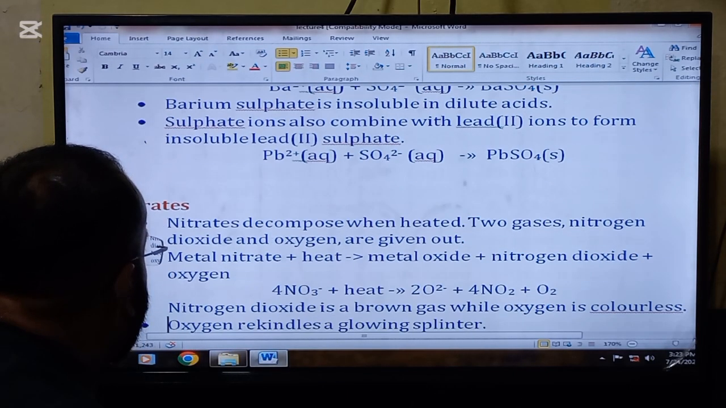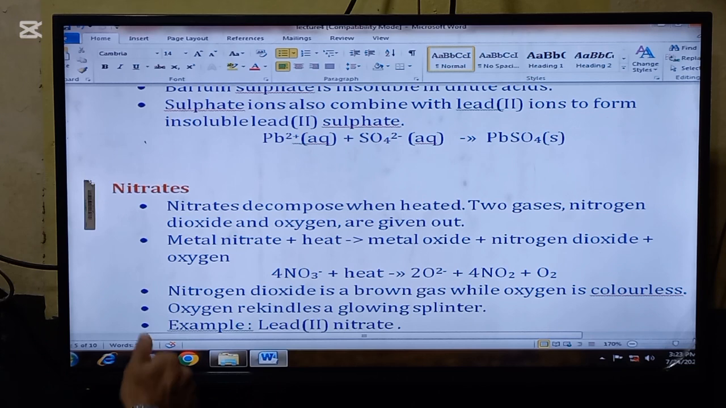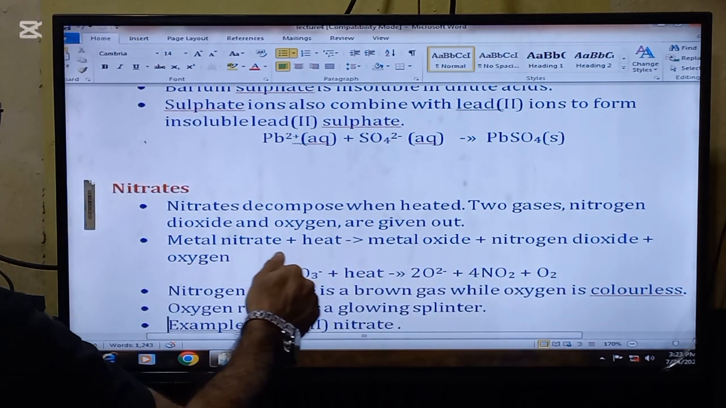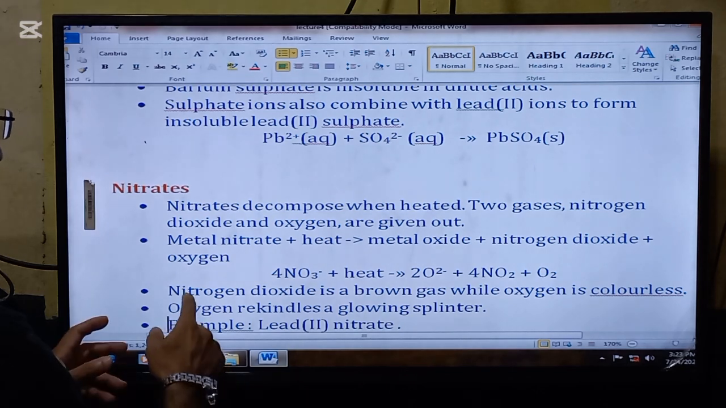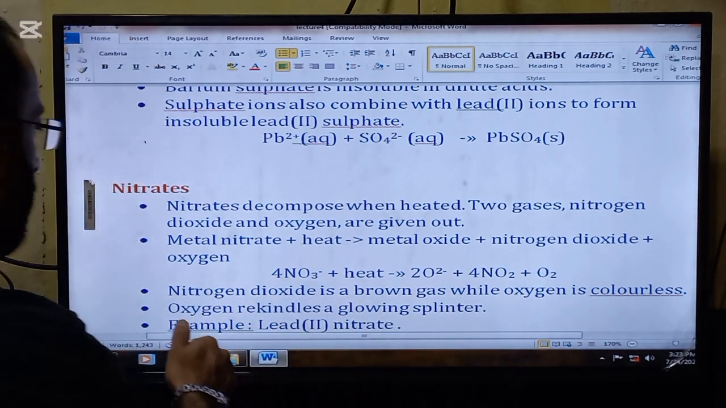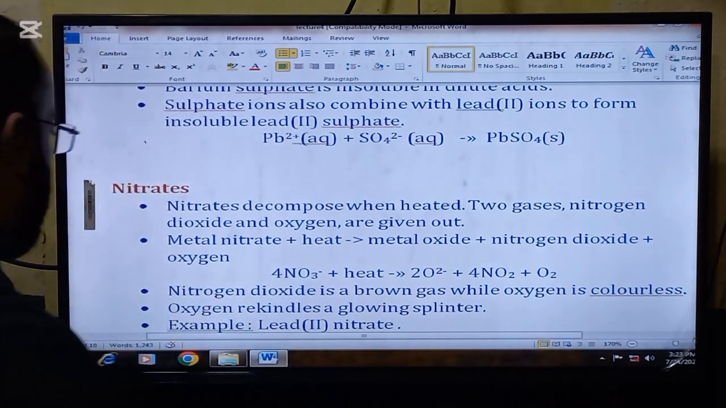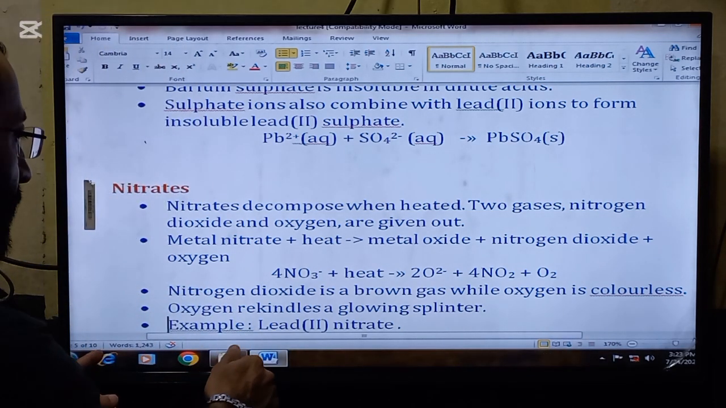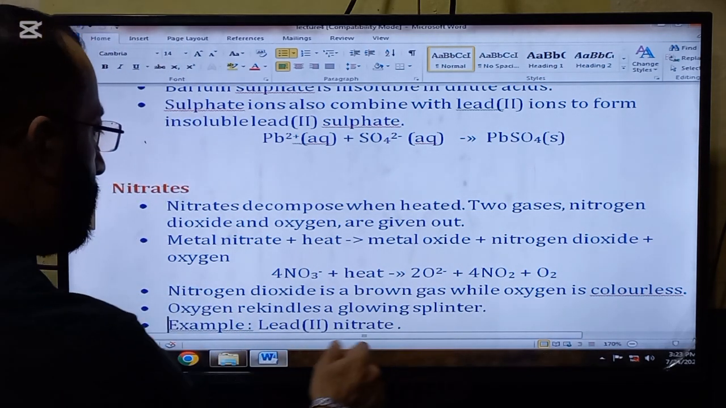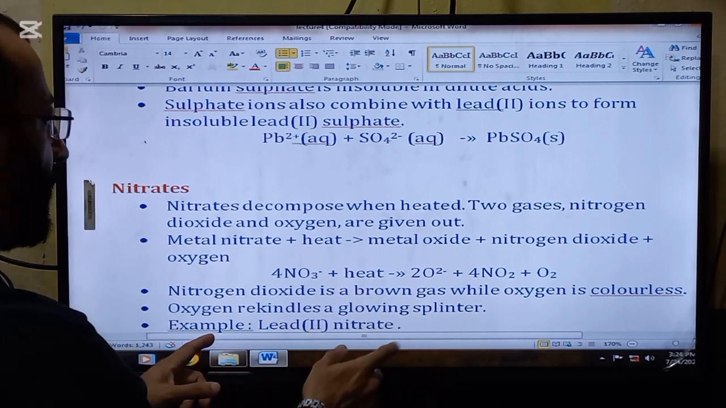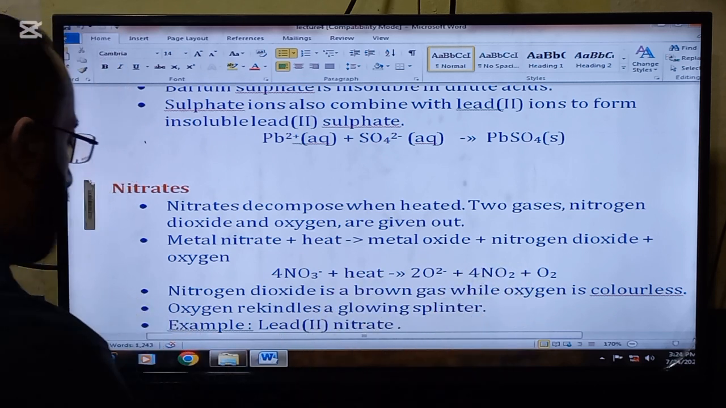Next thing that we are going to read is the nitrate ion. Nitrate decomposes when heated. Two gases, nitrogen dioxide and oxygen, are given out. So this is the equation. Nitrogen dioxide is a brown gas while oxygen is a colorless gas. Oxygen rekindles a glowing splinter. So this is the test. If this happens, that shows that oxygen gas is there.